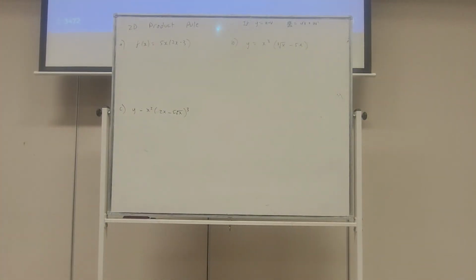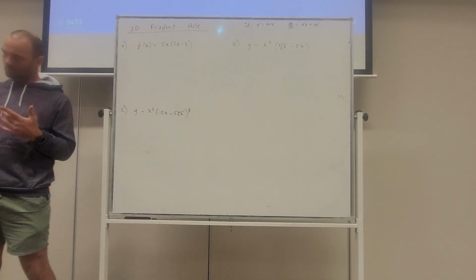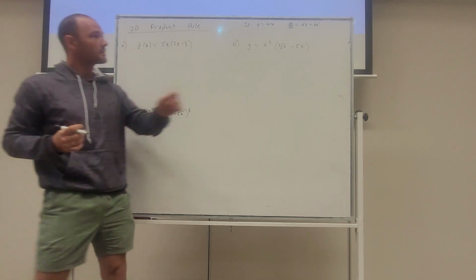Product rule. So what we're doing here, we have the product rule. That word product, that means when we're multiplying two things together. And this is going to be the product rule here.